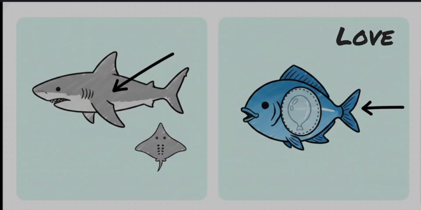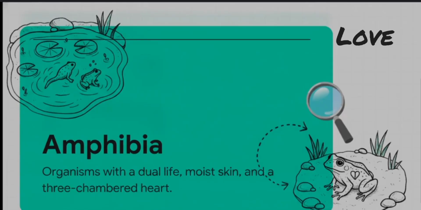On the other side, we have osteichthyes, the bony fishes. And these guys evolved a spectacular biological cheat code, the swim bladder. It acts exactly like an internal scuba buoyancy device, which ends up saving them massive amounts of swimming energy. Next up, life makes a truly monumental leap out of the water and onto dry land with the class Amphibia.